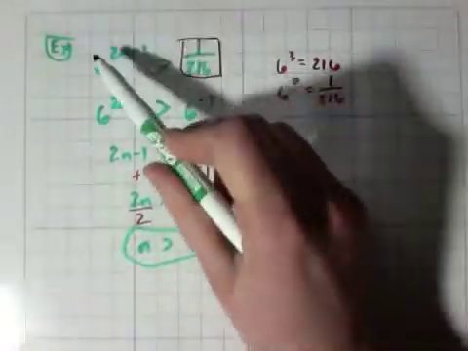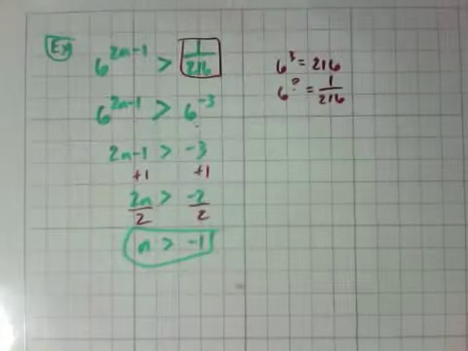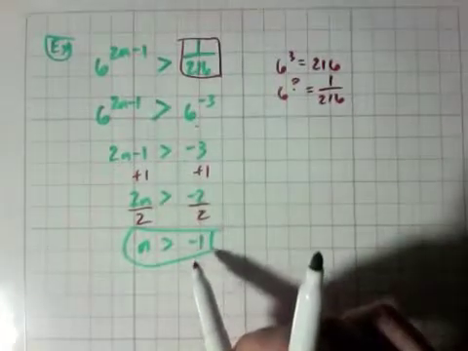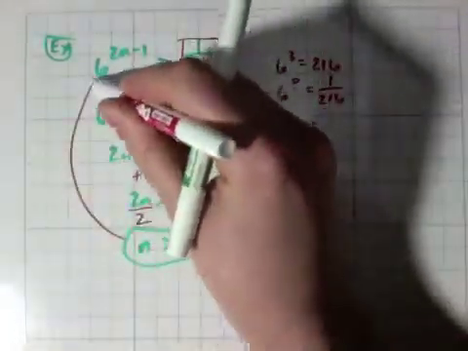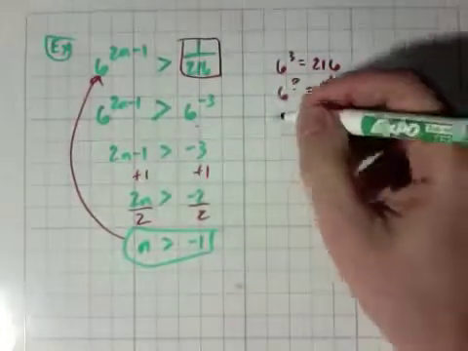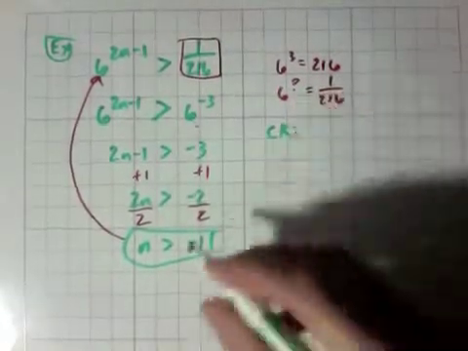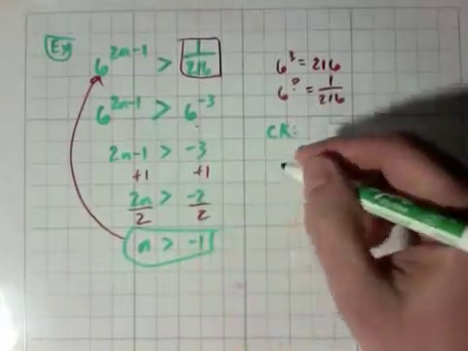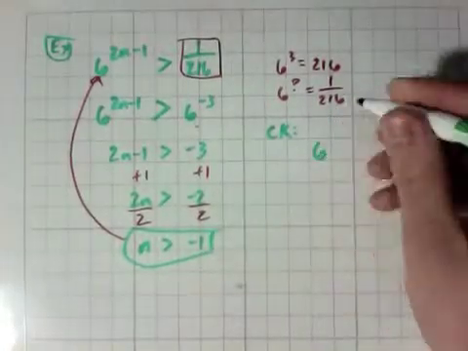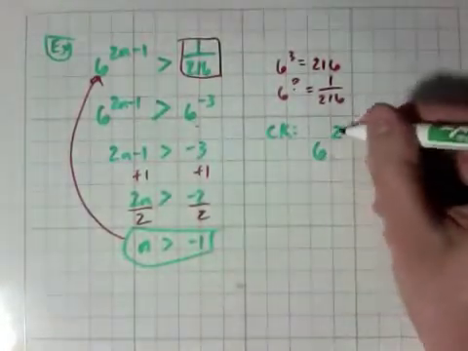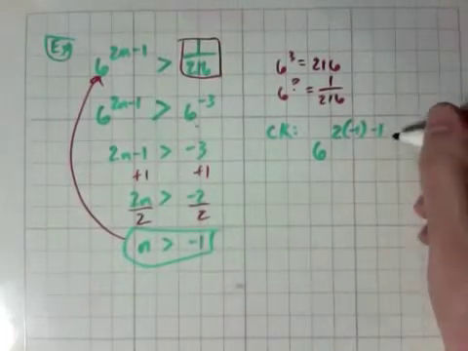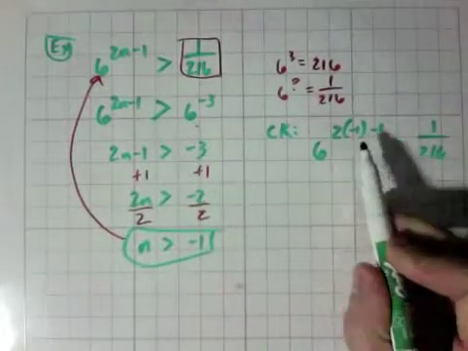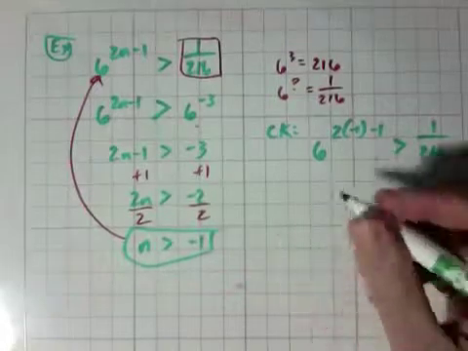So this is a true statement whenever n is greater than negative 1. And n equaling negative 1 in fact is not a working case, but we can do a check with it. I could even try a value like 0, for instance, would work for us. But I actually want to look at this point right here. So 6 to the 2 times negative 1 minus 1, is that going to be greater than 1 over 216? And the answer should be no to this. They should actually end up being equal in this case.